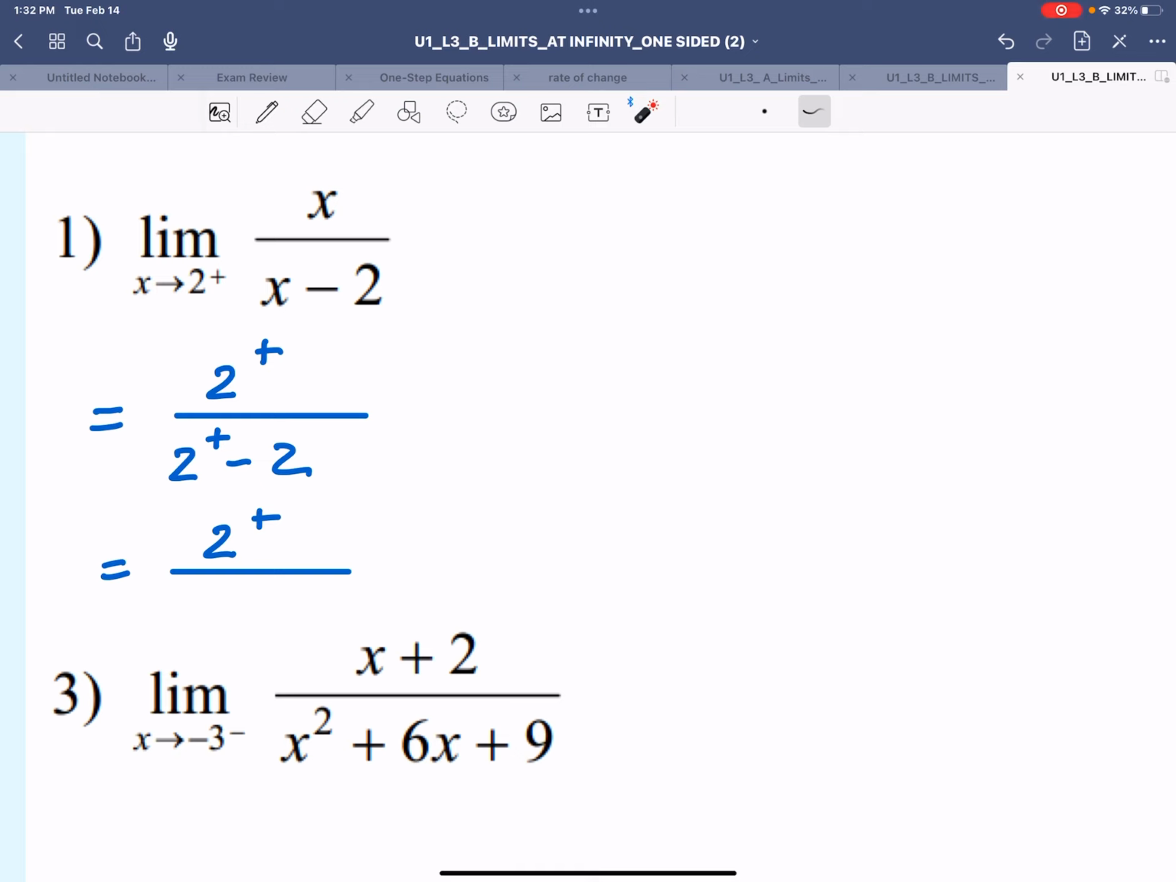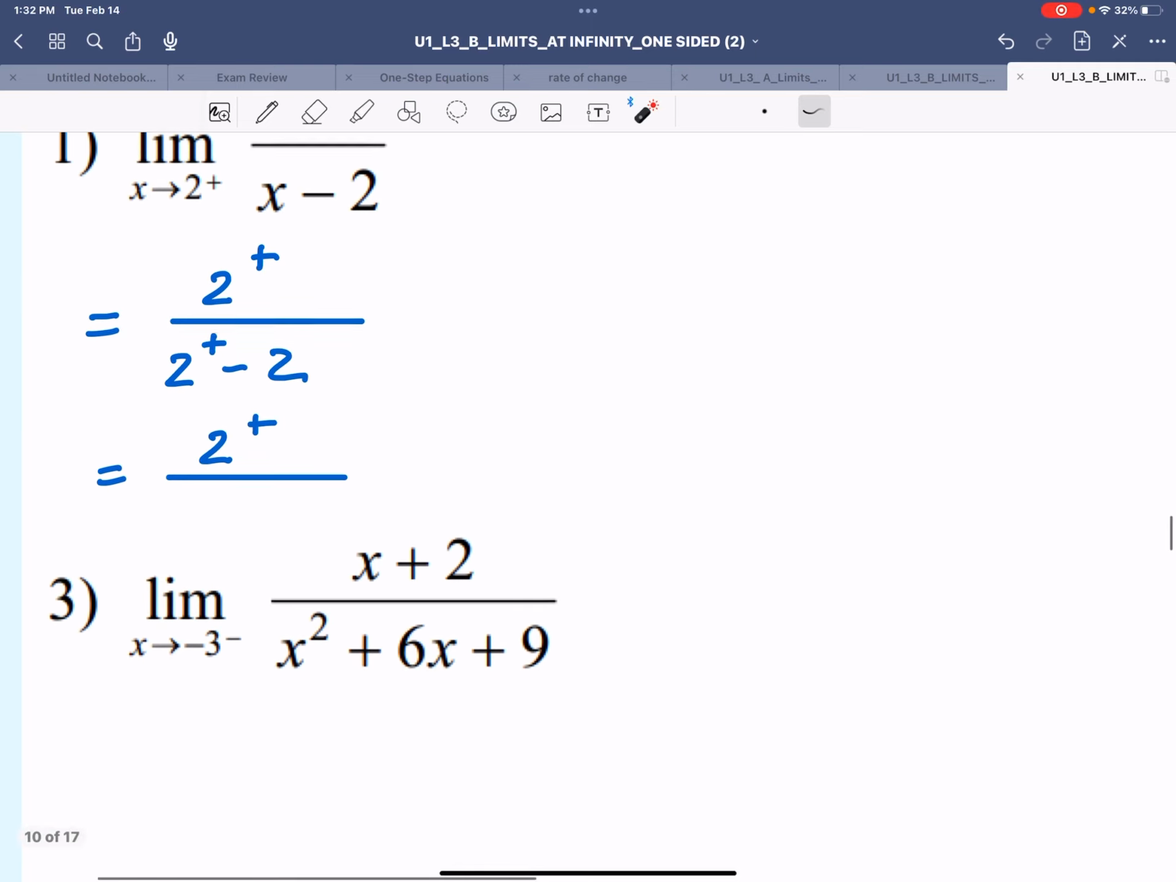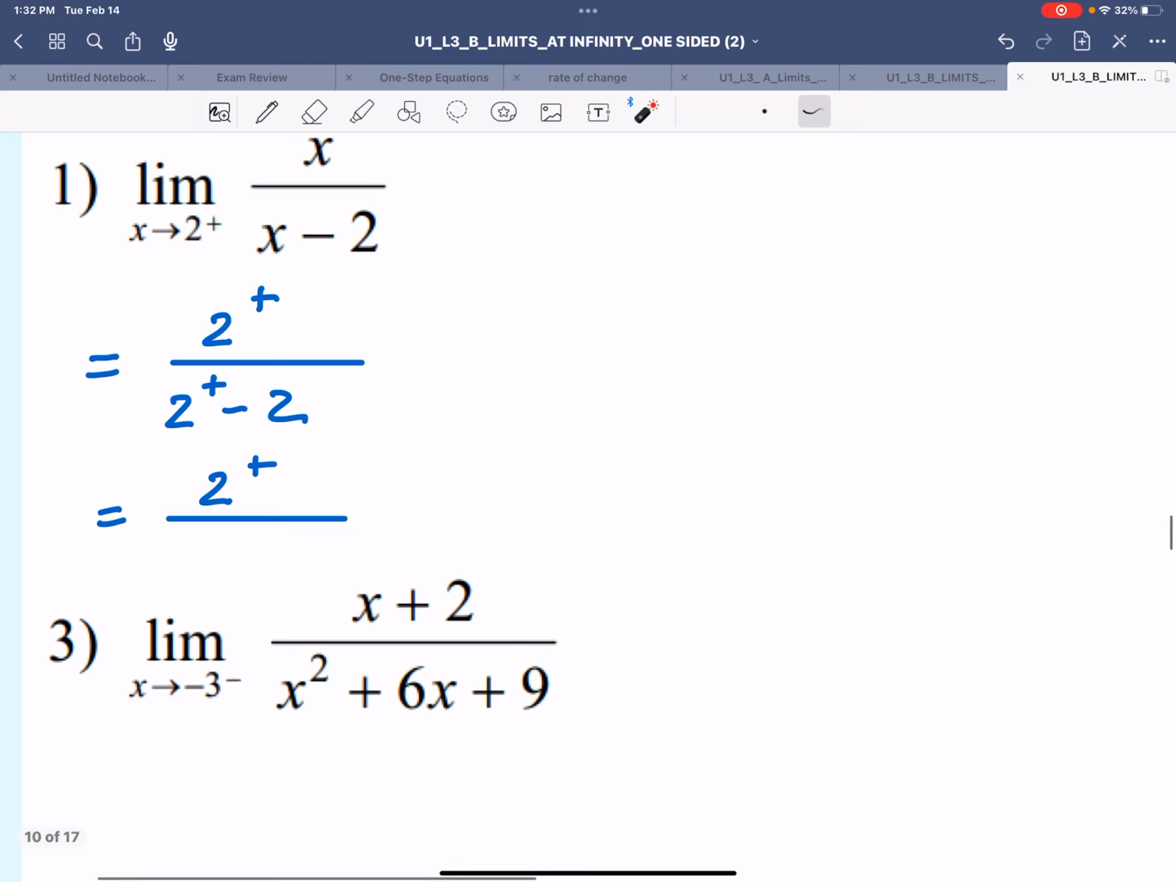By diagnosing what made the limit undefined, we can come up with a proper approach to make it defined, to simplify it in such a way that it becomes definite. So 2 plus minus 2 is 2 plus minus 2, which would be a close to 0 number, 0 plus. And number 2 divided by 0 plus will give positive infinity.